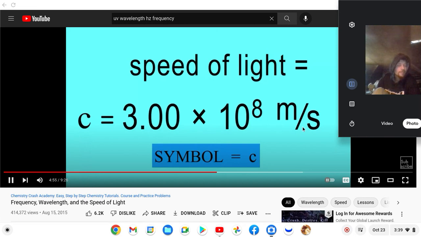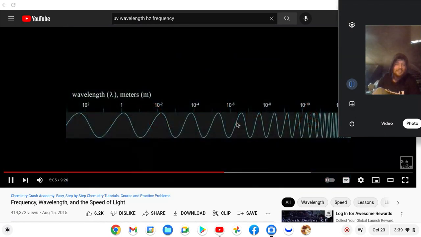Knowing that the speed of light is a constant will give us access to the mathematical relationship it has with wavelength and frequency. First, you should know that the wavelengths of light cover a very wide spectrum.